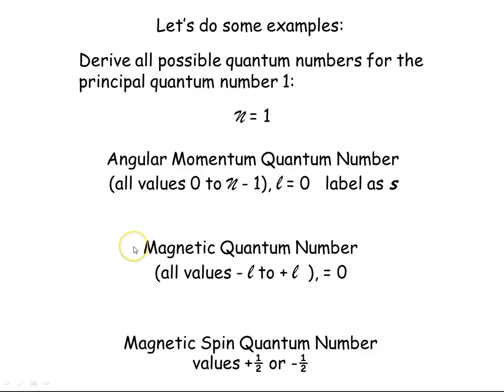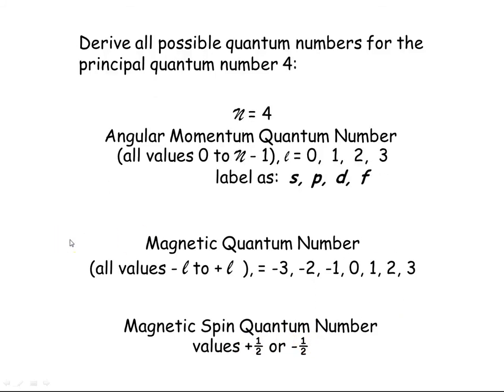Your magnetic quantum number, all values negative L to positive L. Well, the only angular momentum quantum number we have is 0. So negative 0, positive 0, all you can put is 0. And lastly, magnetic spin quantum number plus a half or minus a half.